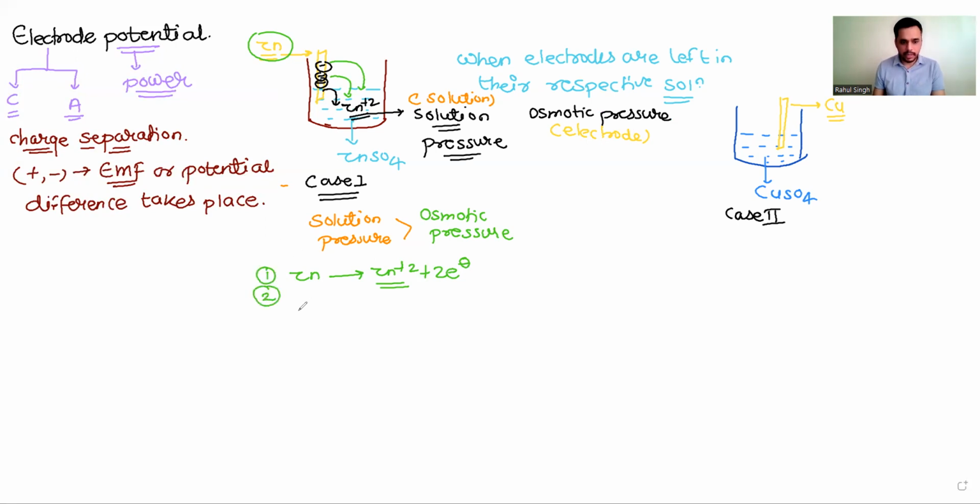Second, we observe that the weight of the zinc rod is decreasing. And third, there is the electrode potential, which we can refer to as the electrode potential of this electrode. Here loss of electrons is taking place, so we can term this an oxidation potential.